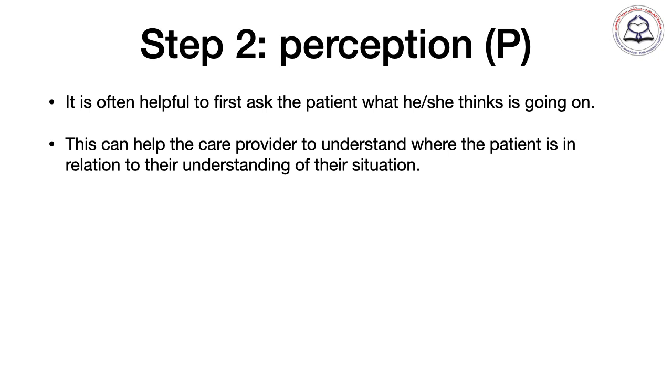The second step in the SPIKE protocol is perception. It is helpful to ask the patient what he or she is thinking about what is going on. This can help the healthcare provider to understand where the patient is in relation to the understanding of their situation. It tells you where they stand and what they expect.